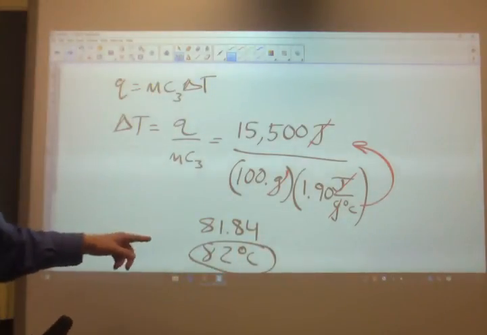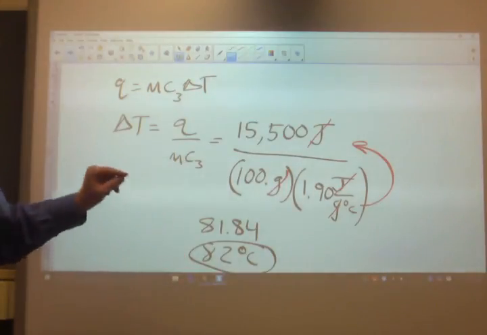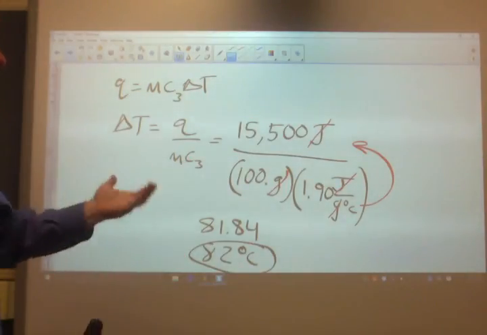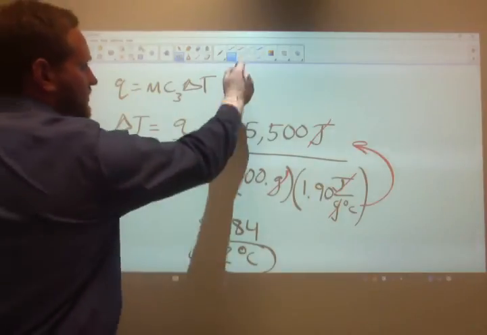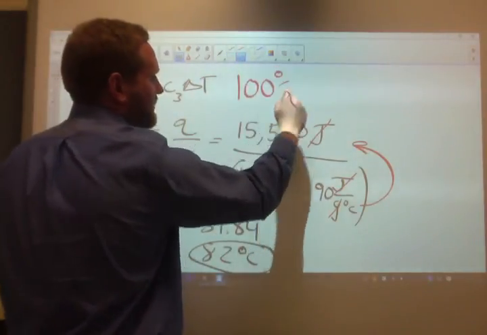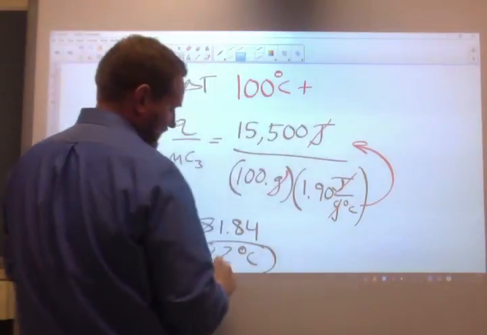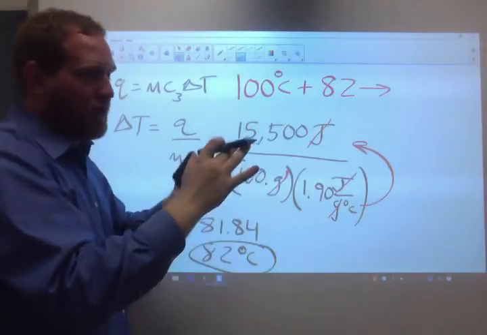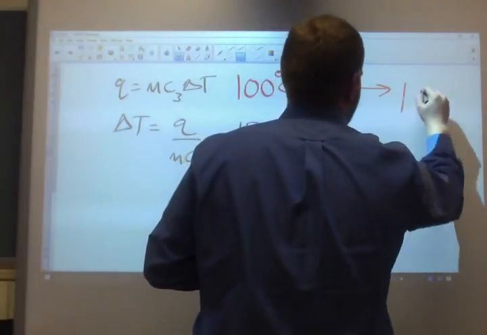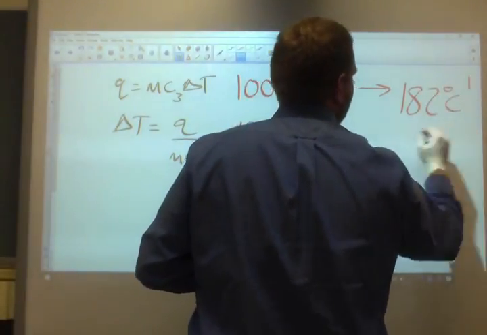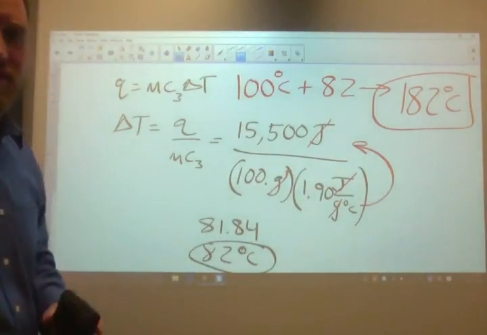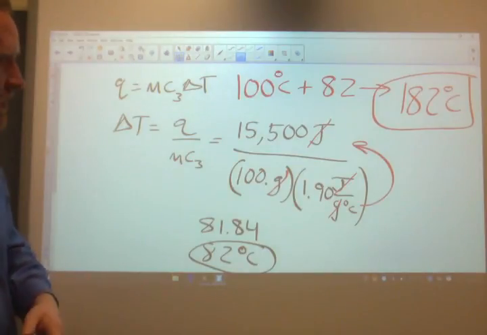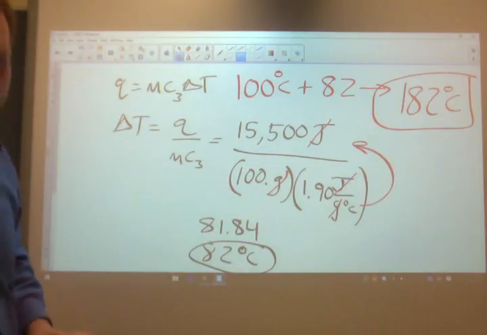But what does this really mean? That's not the final temperature, that's delta T. That's how much I was able to bring it up by. But it started at 100 degrees Celsius. I'm now going to be adding 82 to this for my final temperature. This giant problem, the final temperature is 182 degrees Celsius. That's the final answer. Okay? So that's how we solve these quantitative heat problems.